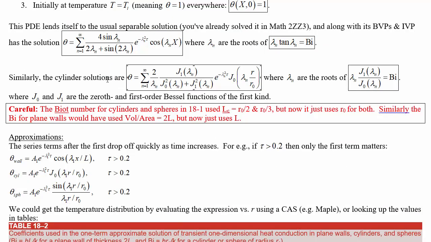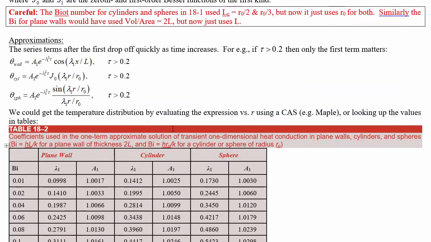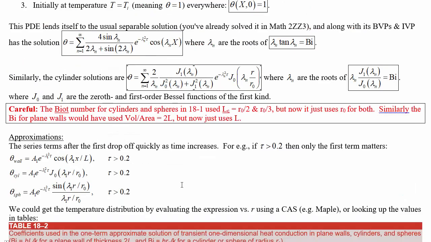So, although these full series are the actual answers, you'll notice that they have this decaying exponential term that goes like lambda squared times tau. Given what the values of lambda end up being, depending on the Biot number here, for most cases, it turns out that you only need the first term of the series. So you can use a one-term approximation to get a much easier to deal with answer. So for the plane wall, it ends up being a constant times e to the negative lambda 1 squared tau, cos of lambda 1 times dimensionless space.